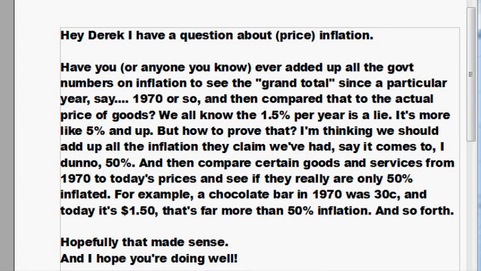I'm thinking we should add up all the inflation they claim we've had. Say it comes to, I don't know, 50%. And then compare certain goods and services from 1970 to today's prices and see if they really are 50% inflated. For example, a chocolate bar in 1970 was 30 cents, and today it's 150. That's far more than 50%, and so forth. Hopefully that makes sense, and I hope you're doing well."